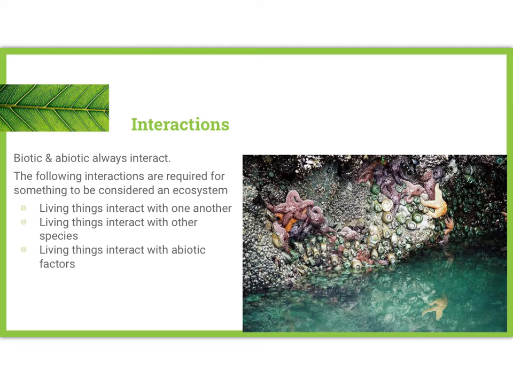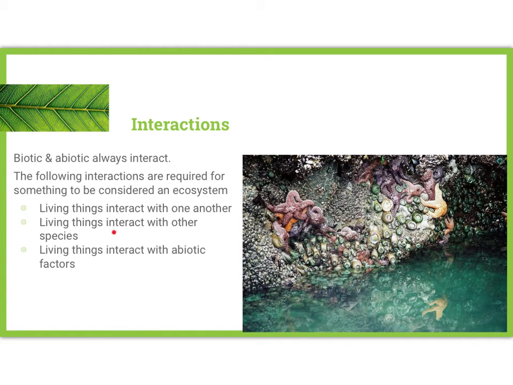The biotic and abiotic factors within an ecosystem always interact. The following interactions are required for something to be considered an ecosystem. So living things interact with one another, living things interact with other species, and living things interact with the abiotic factors. So here we can see a tidal pool, and we can see the starfish. So living things interact with one another. Starfish are interacting with one another, right?